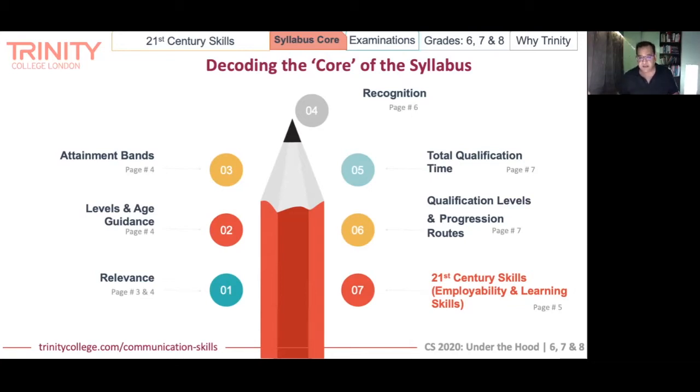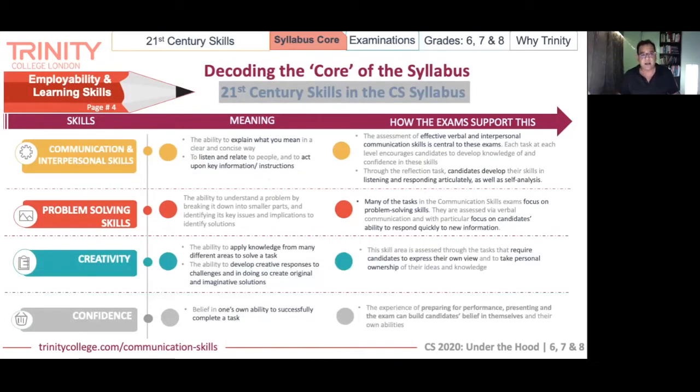I just want to stress once again, this is what those skills look like. The 21st century skills covered in the communication skills syllabus. So if you pick up, for instance, another subject syllabus, an acting syllabus, you will find the skill and the meaning there, but you will find how the exam supports this, the relevance of that changes per the syllabus. So again, it's an interesting read when you move from one syllabus to another.